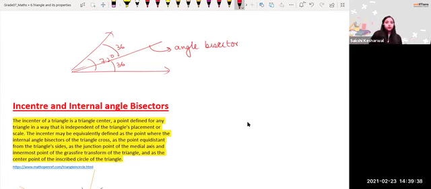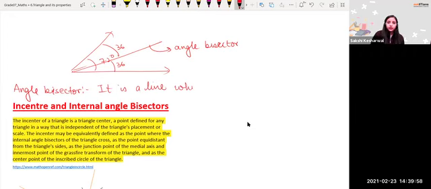Now it says the incenter of a triangle. So, what is an incenter? I'll write what an angle bisector is first. It is a line, or a line segment, whatever you feel like, which divides the angle into two equal parts, into two equal halves, you can say like this.